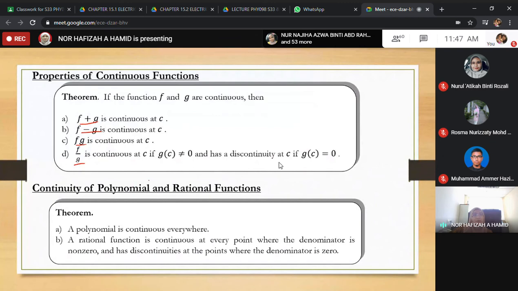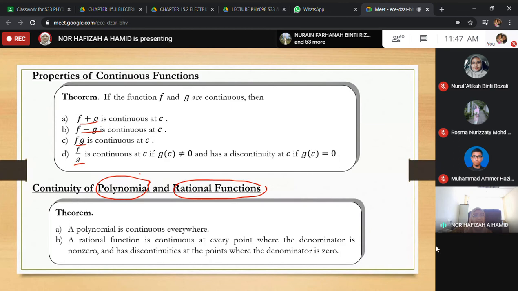So continuity of a polynomial. Here we only have 2 types of continuity, polynomial and rational function. So the polynomial is the one from example 18 earlier. So example 18 is a polynomial. So a polynomial is continuous everywhere. It means a polynomial is always continuous. Okay. So a polynomial has no problem, it is always continuous. So the problem is only for rational functions.